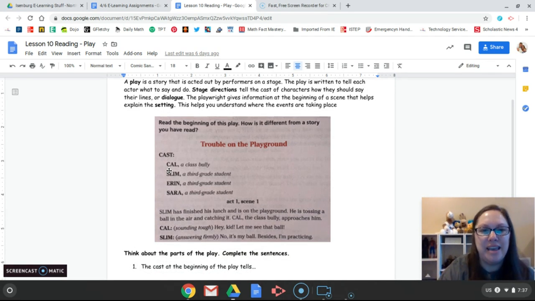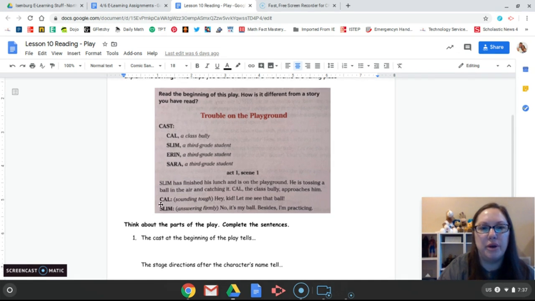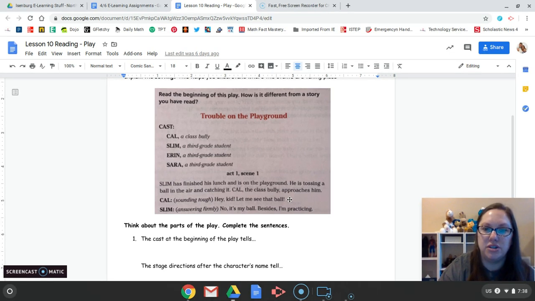Okay, so if you look at our example, we can tell where the dialogue is because they give the name of the character who's supposed to say that part, and then the dialogue is the part that they're actually supposed to say out loud. So you can see here, they tell us that the character Cal is supposed to talk, and the part he's supposed to say is, "Hey kid, let me see that ball." So this is Cal's section of dialogue.